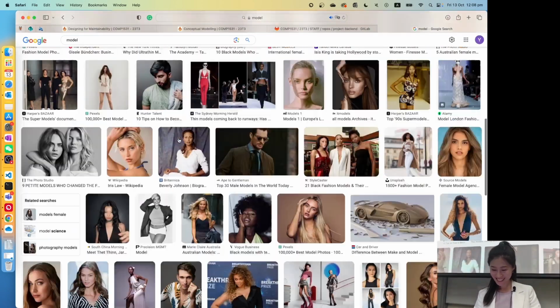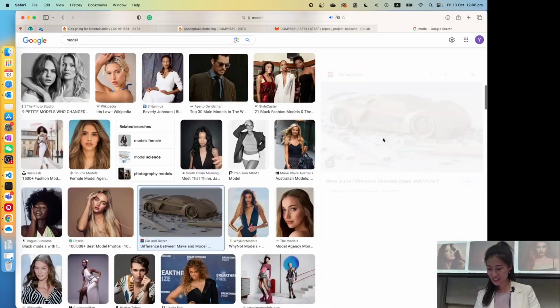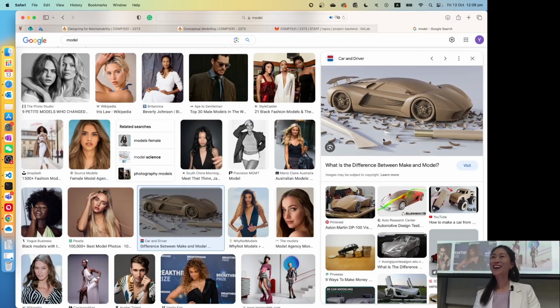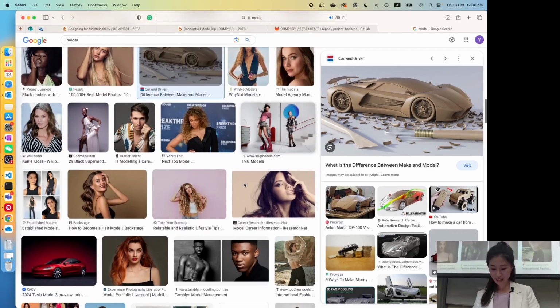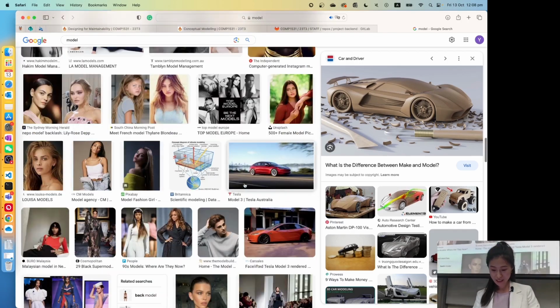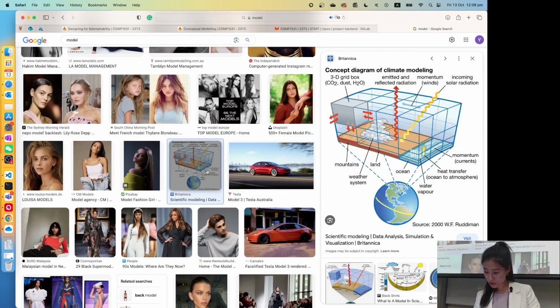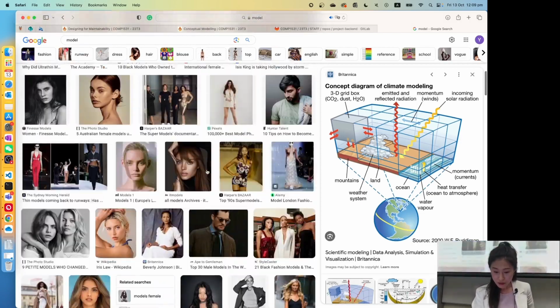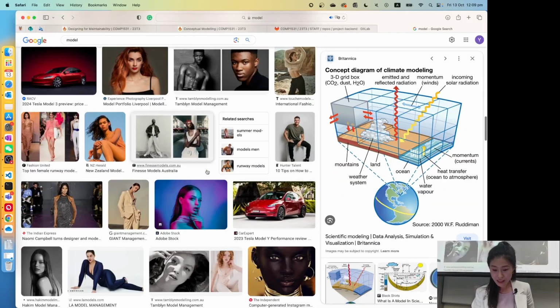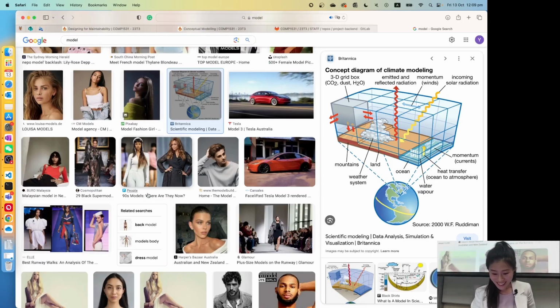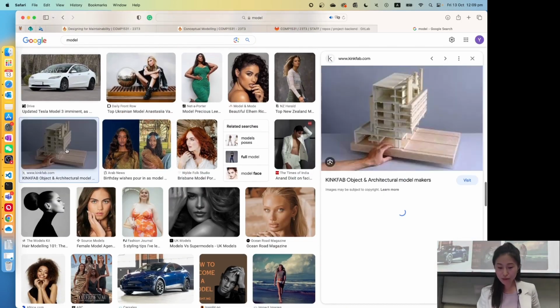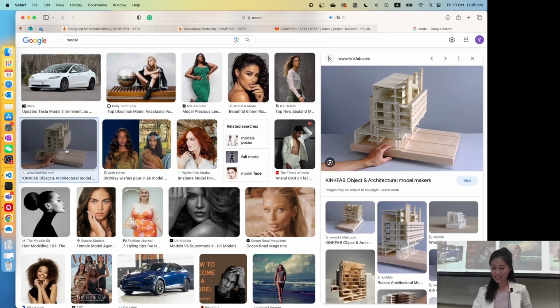Models. This is not the model we are looking for. Okay, so here's a model, right? This is a model of a car. Have a look at other models. This is a model of climate, a concept diagram of climate modeling. What else? These are also models, but not them. This is also a model, like a model of a building.